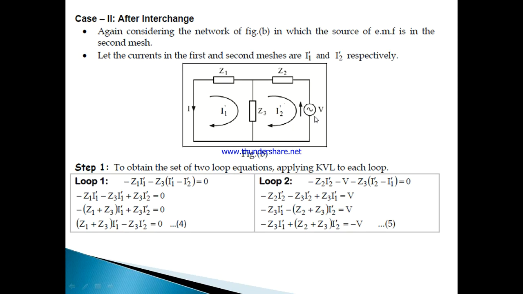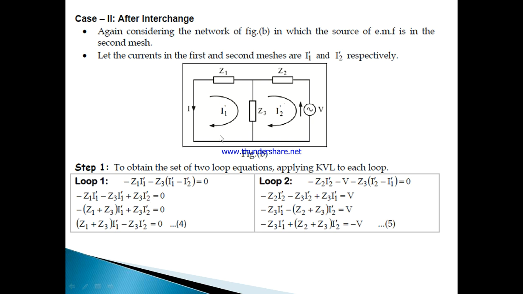So the directions we are not going to change. We are just replacing the positions or places of source and response. Now, in the same way, I am going to obtain the set; here there are two loops presented. Now I am going to find these two currents by using mesh analysis.